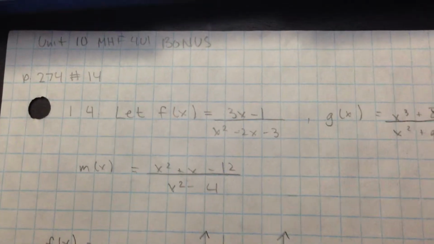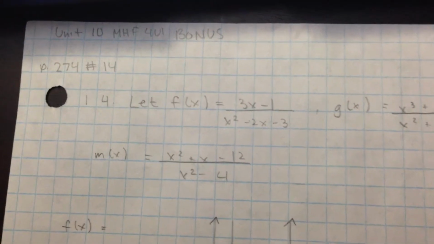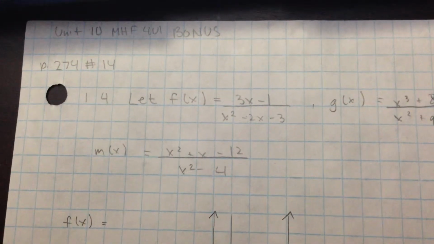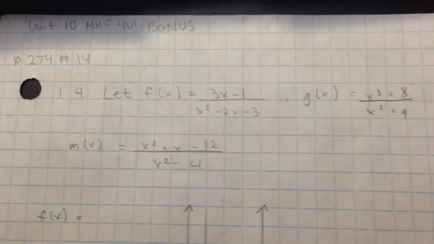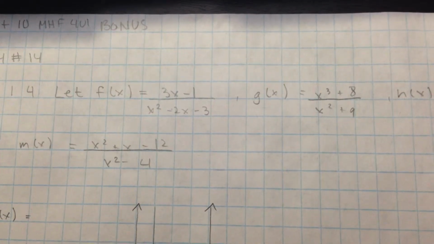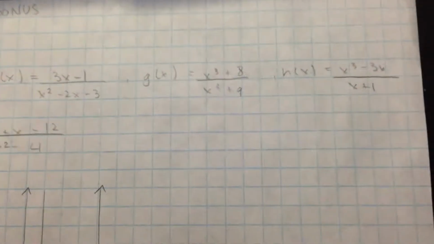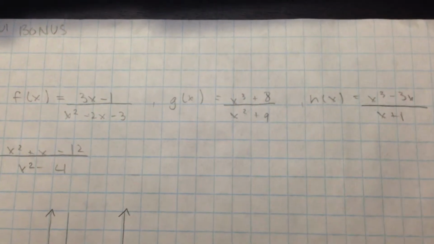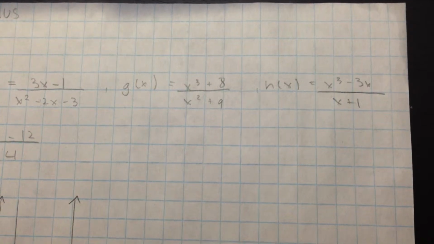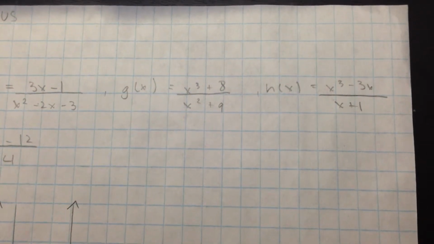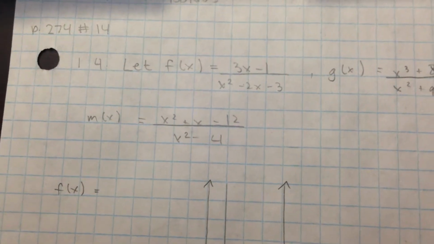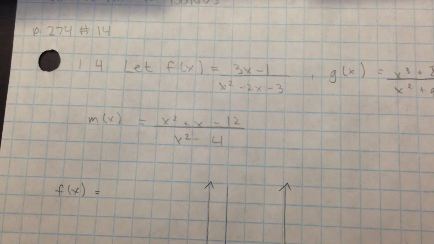So today I'll be covering a question from Unit 10 of the Advanced Functions textbook, and it is from page 274, number 14. So the question is, let f of x equals (3x minus 1) over (x squared minus 2x minus 3), g of x equals (x cubed plus 8) over (x squared plus 9), h of x equals (x cubed minus 36) over (x plus 1), and m of x equals (x squared plus x minus 12) over (x squared minus 4).